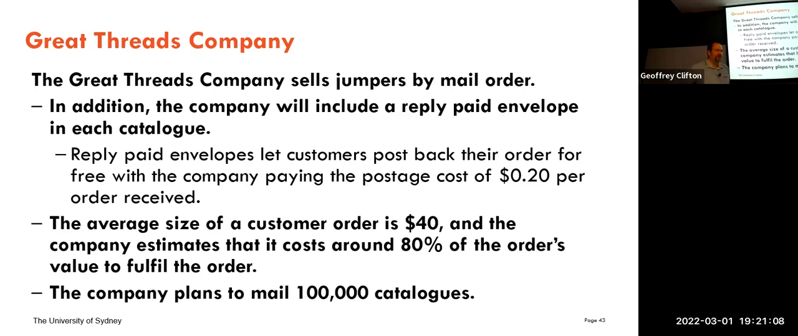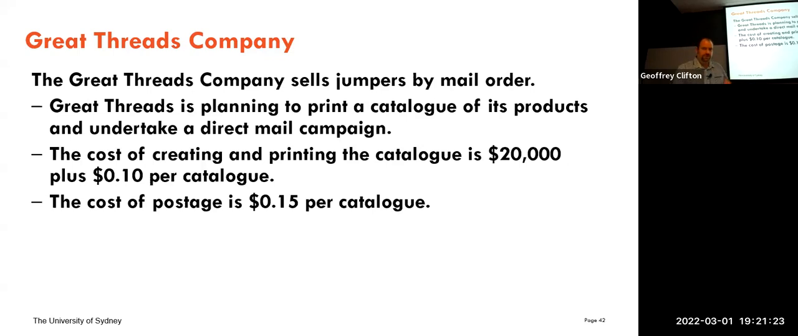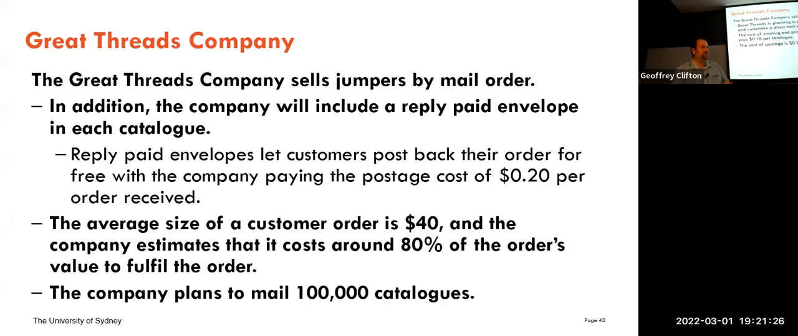Now, all of that is on the cost side. So if I was to sit down with Great Threads and say to them, tell me what your costs are, they would say, well, most of our costs come from printing the catalog and posting it out. We then have to pay for the postage on the orders when they get sent back to us. The other cost is, of course, the cost of fulfilling the order. The cost of the item, the cost of handling it, posting it out, all of those things are the last cost.